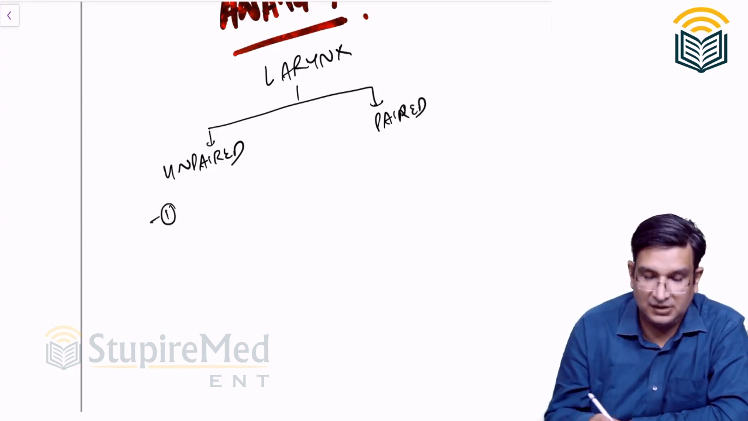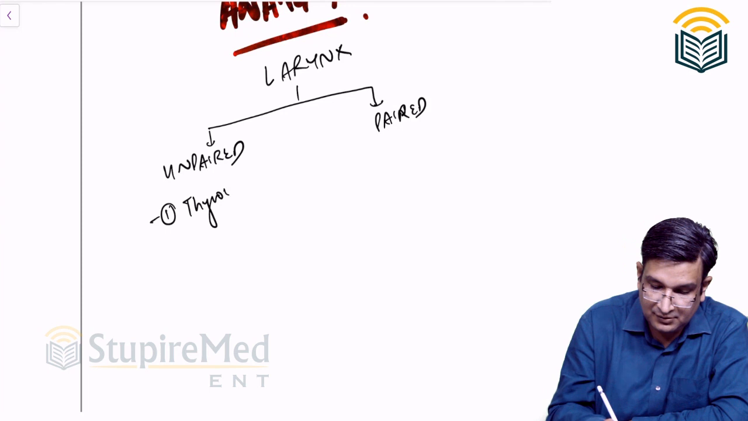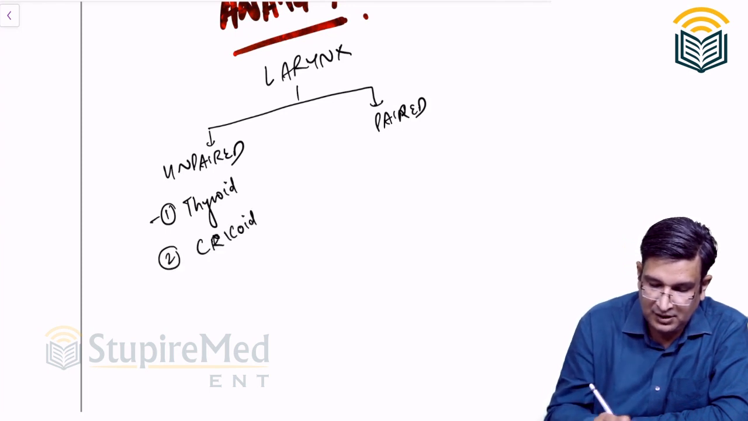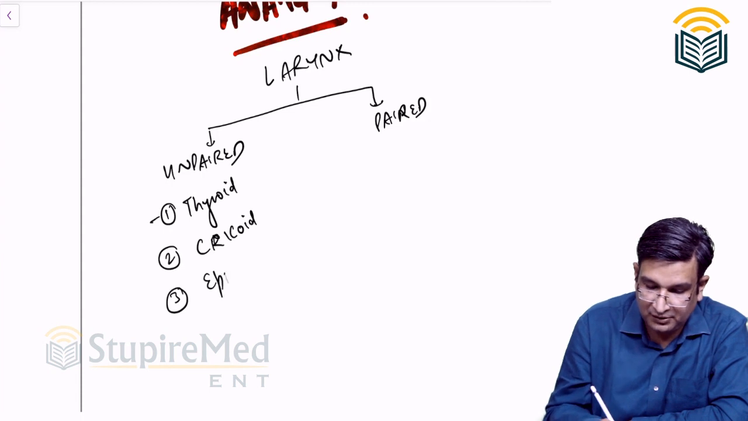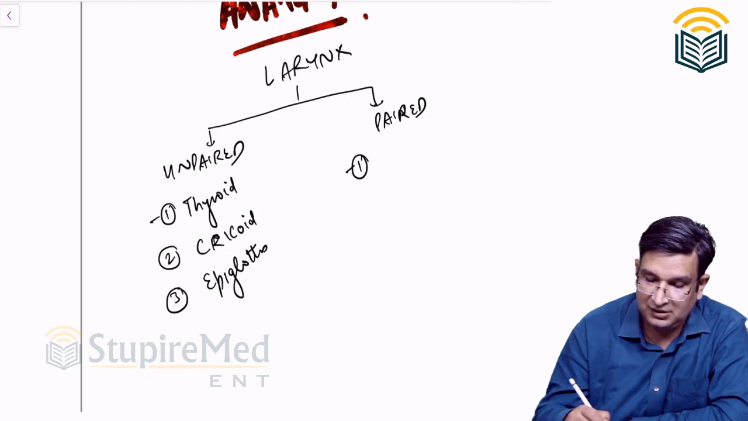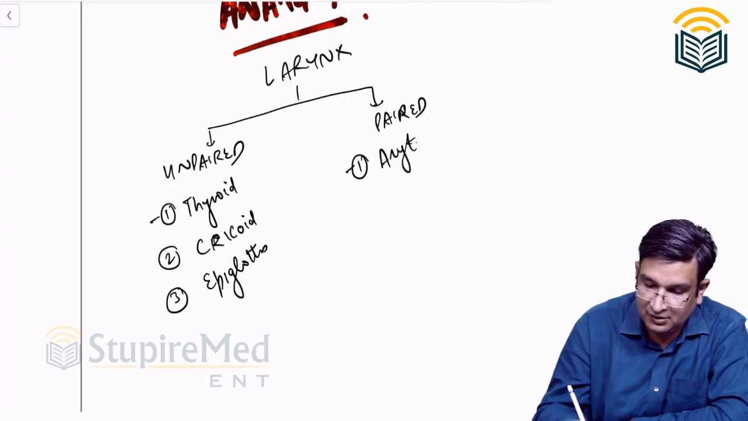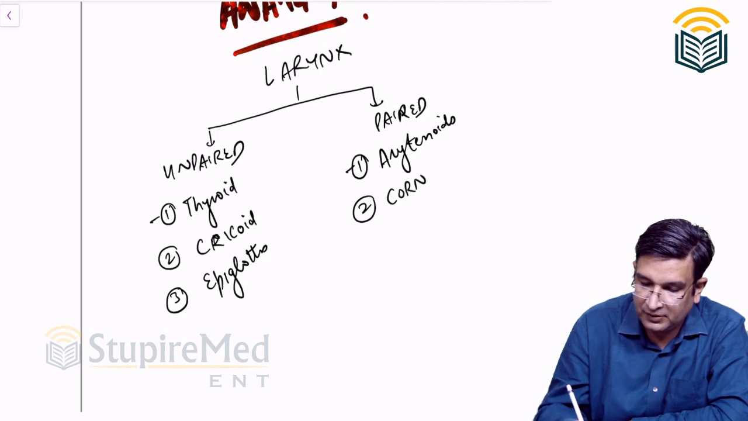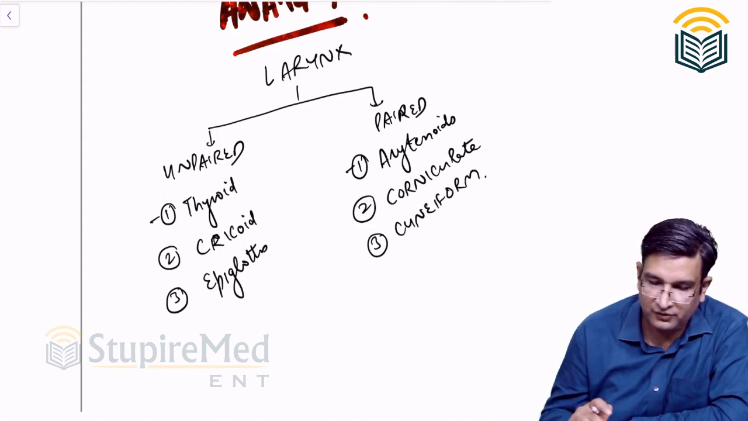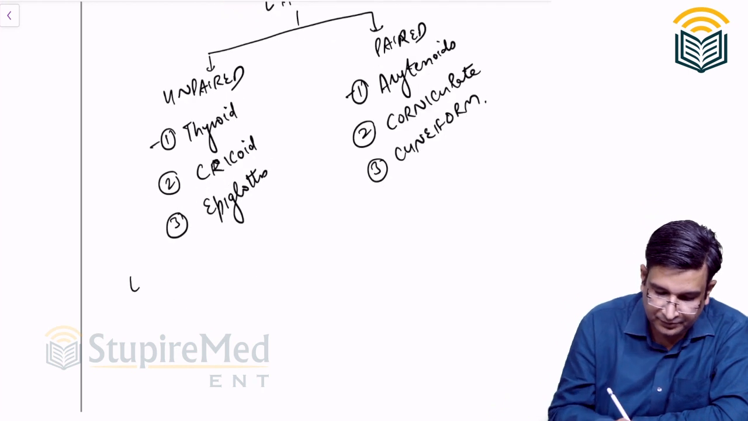Unpaired are three in number, that is thyroid cartilage, cricoid cartilage, and third is epiglottis. Paired cartilages are also three in number, they are arytenoid, corniculate cartilage, and cuneiform cartilage. So let's discuss it one by one. So first one is epiglottis.